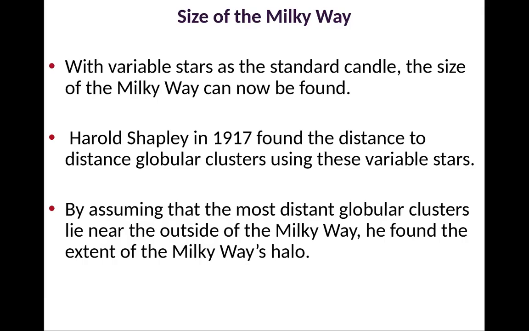So, once we know the variable stars as standard candles, the size of the Milky Way can now be found. Harlow Shapley first showed this in 1917 by looking at the distance of globular clusters using these variable stars. By assuming the most distant globular clusters would lie outside the Milky Way, he found the extent of the Milky Way's halo.